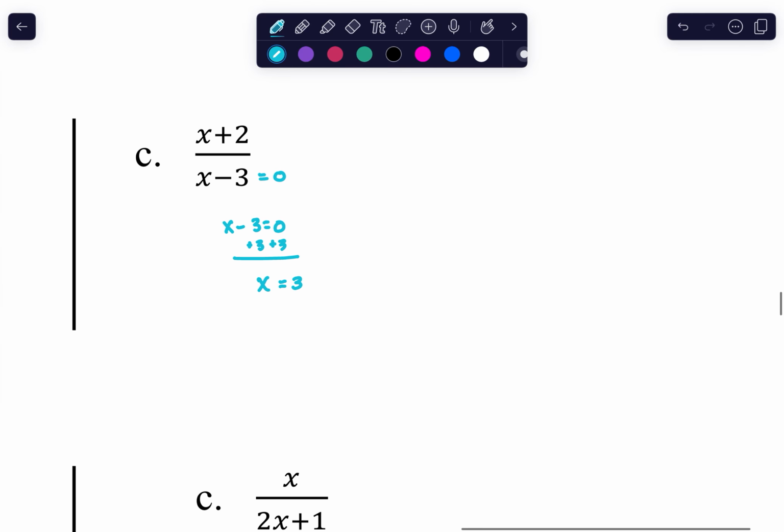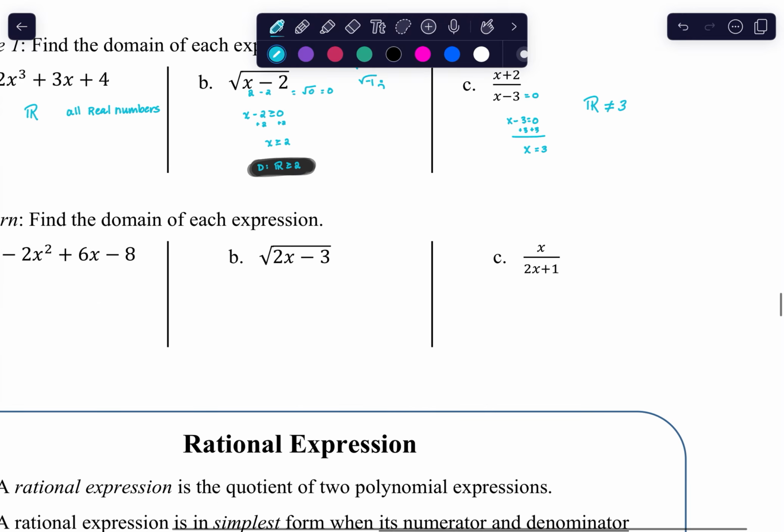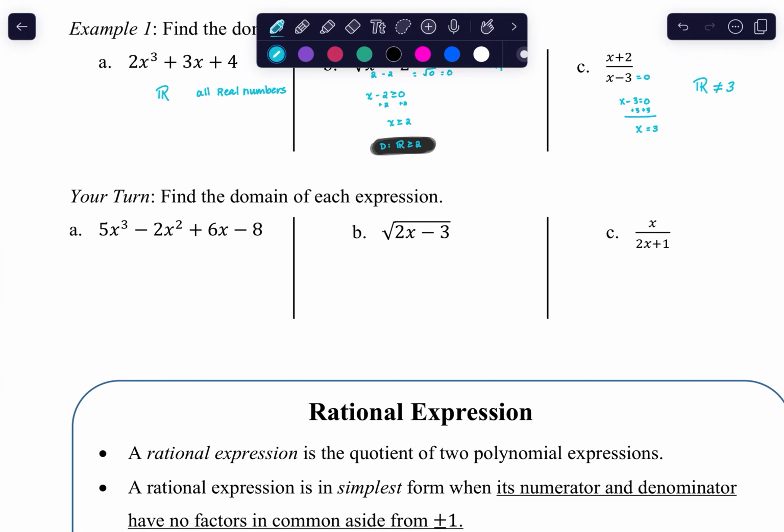So this is where we have to be careful, though. That does not mean that 3 is my domain. In this instance, it means my domain is all real numbers not equal to that value, because that is the value that makes my denominator 0. And a denominator of 0 is undefined, cannot divide by 0. So take a few moments. You can pause the video, try these next 3 your turns, and then check back and see how you do.